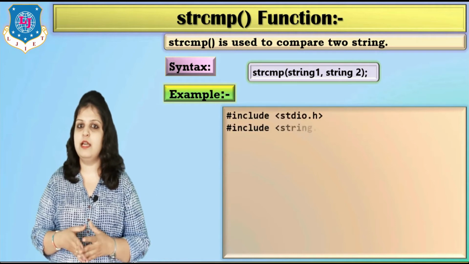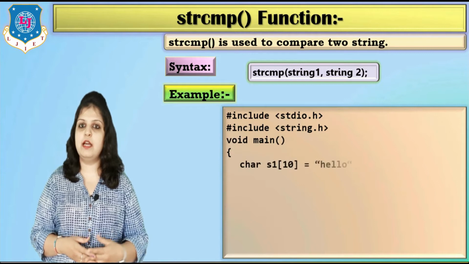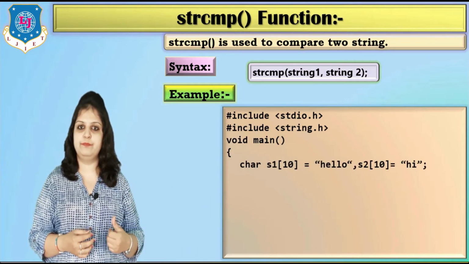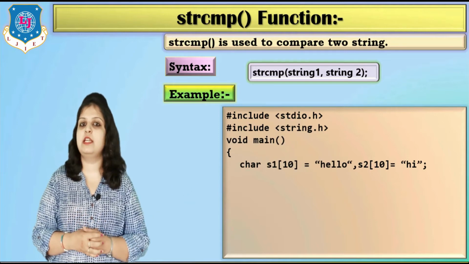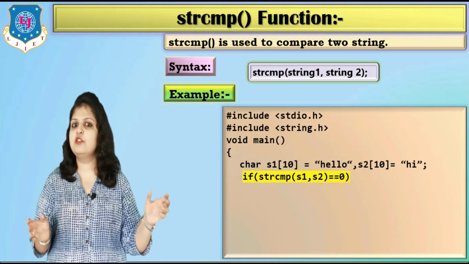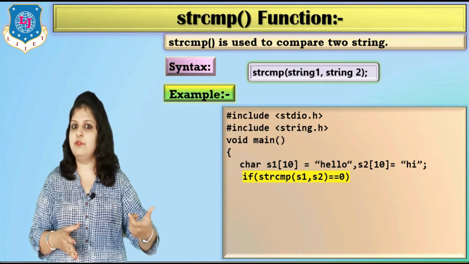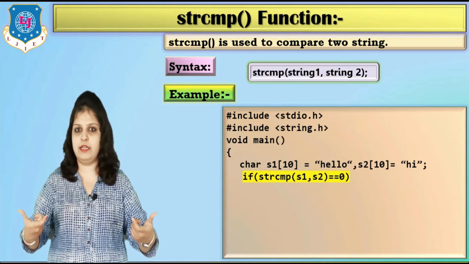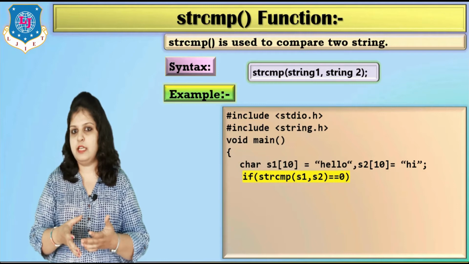First include the header files, then write the main function. Here I have taken two different strings, and the first string is initialized as hello and the second string is initialized as hi. And let's see here, are both strings equal or not? Not equal, because one input is hello and another is hi. If I take hello in both strings, then it is called equal.